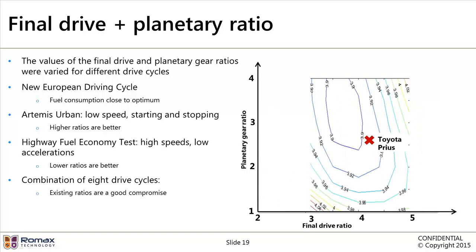And running the simulation over our combination of 8 different drive cycles shows that the existing gear ratios are a good compromise between the different demands of these different drive cycles. So the key point to note here is that in mapping out a design space like this, we not only find out where the optimum regions are, but we can see the whole shape of the design space. And that's very useful if you want to come up with a design that's robust to small changes in driving style.